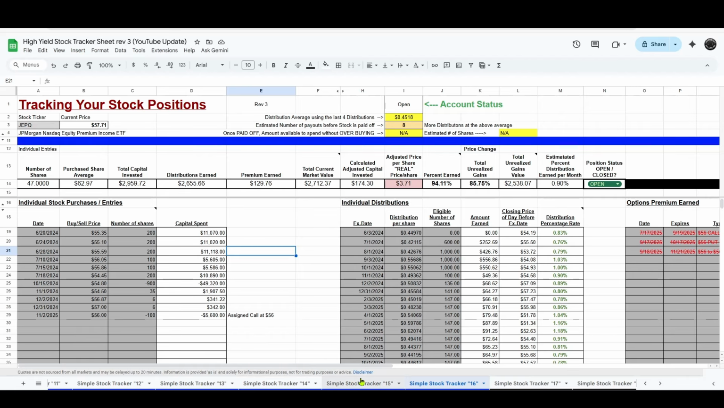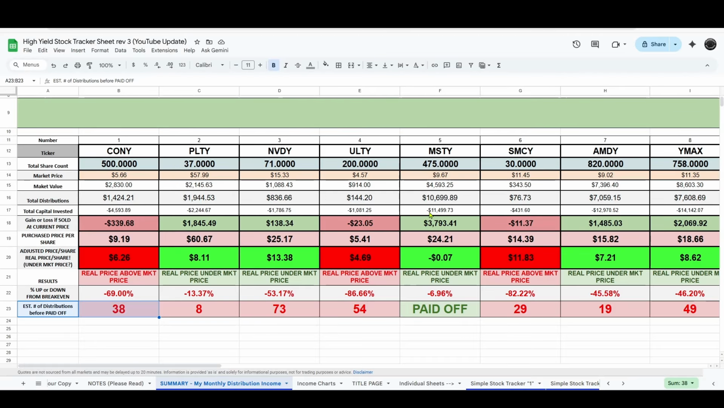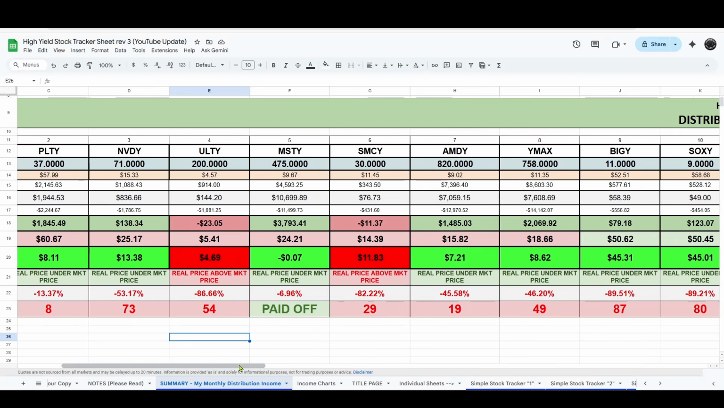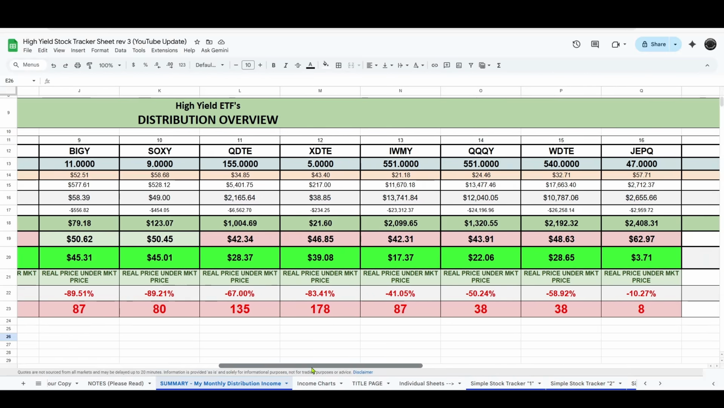You go through the stock tracker sheets, you update them with your updated information, and then you can go back and look at the portfolio overview or your summary page here. And as you can see, looky, so excited to see that, right? Paid off. MSTY. Love it. So see, I did not have to do that. It calculates it, it spits out the information for me, and it's a great thing. And you can see all those number of payments down here at the bottom. That's how many more payments it's going to take to get it paid off.